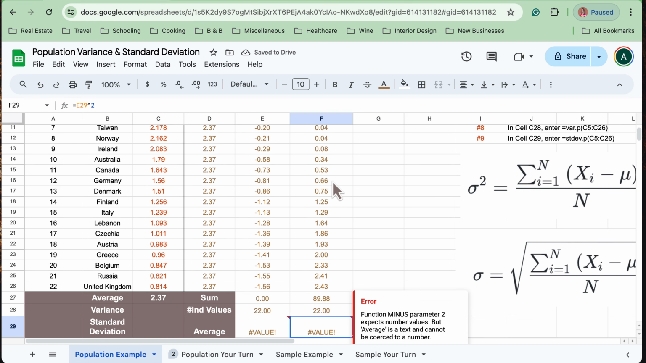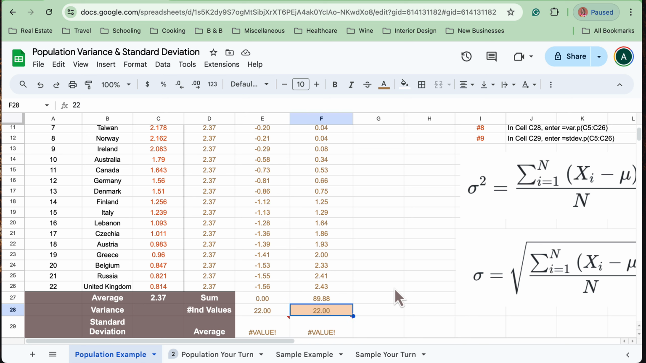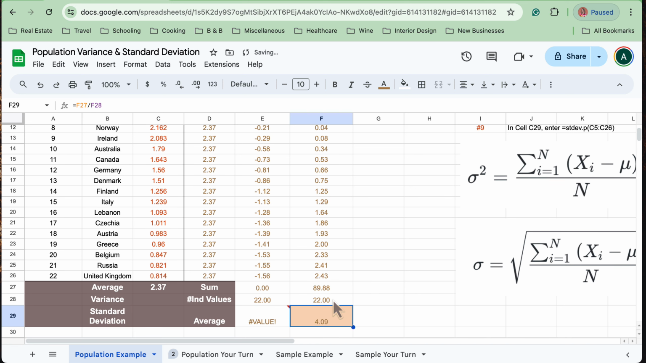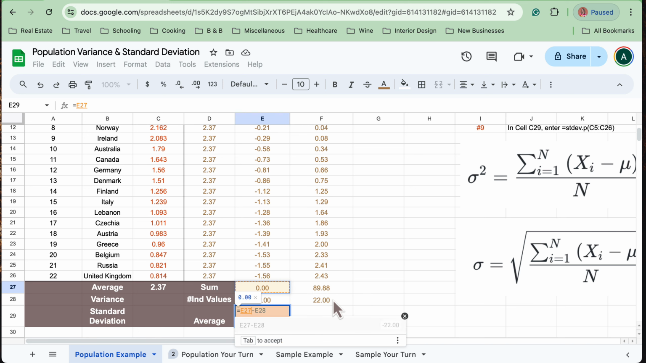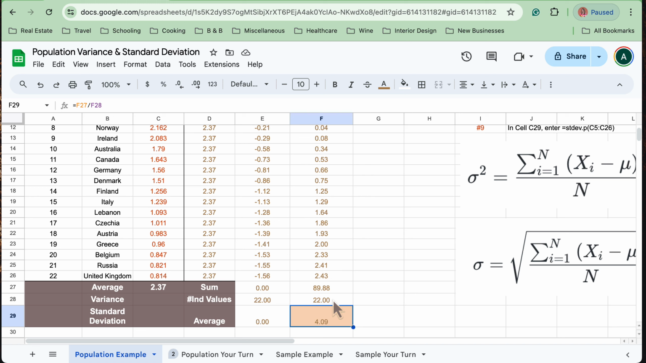And now it kind of just comes down to, how do we take an average? Well, we add a bunch of values together and then we divide by the number of independent values. So we're going to do 89.88, the sum of squared deviations from the mean, and then we are going to simply divide. And we come up with a population variance here of 4.09. I mean, really, we could do the same thing here. We would just come up with a big 0, because 0 divided by 22 is 0. This becomes our population variance. It's the average squared deviation from the mean.